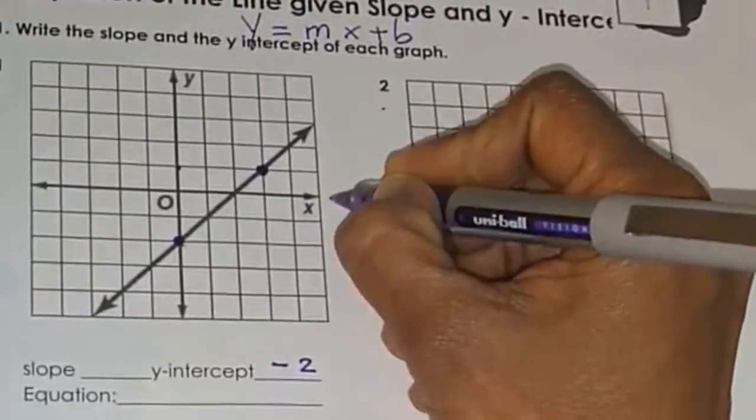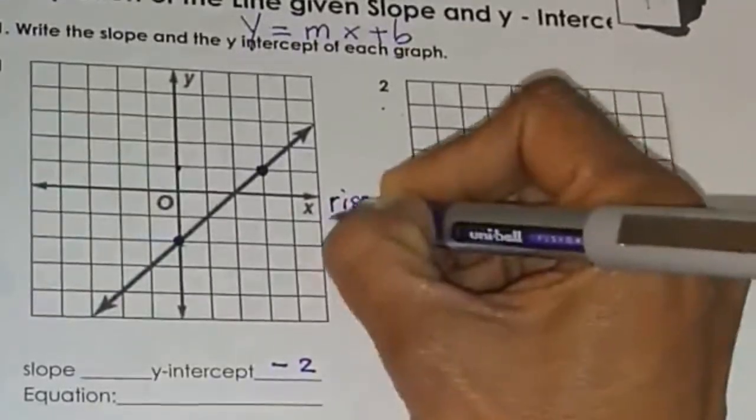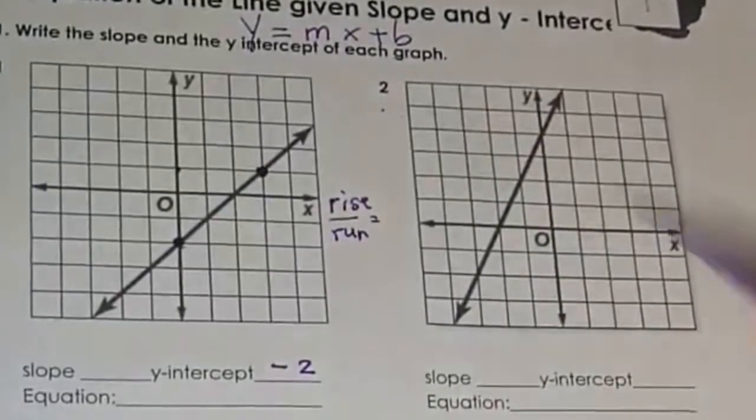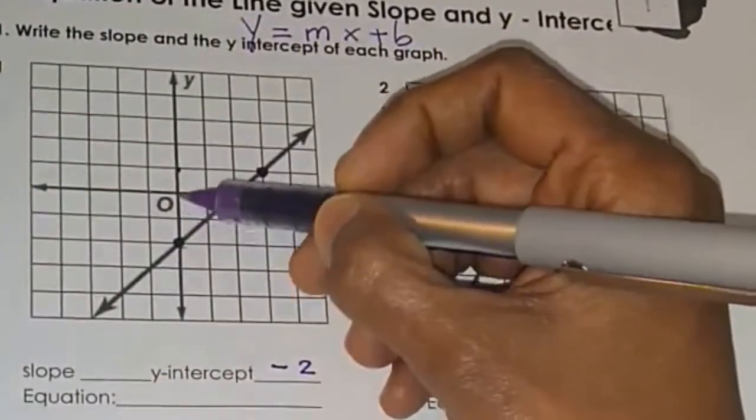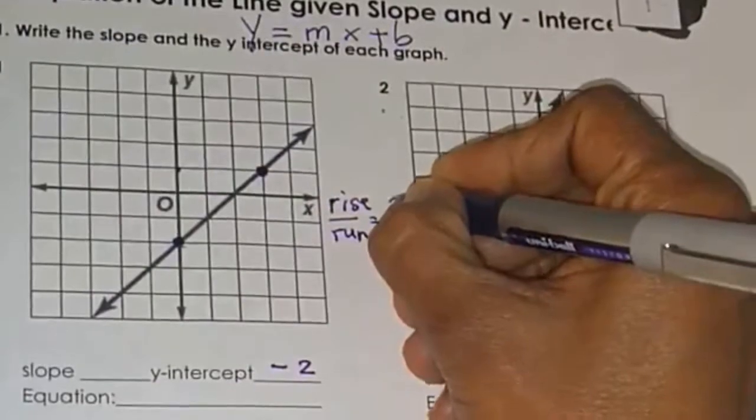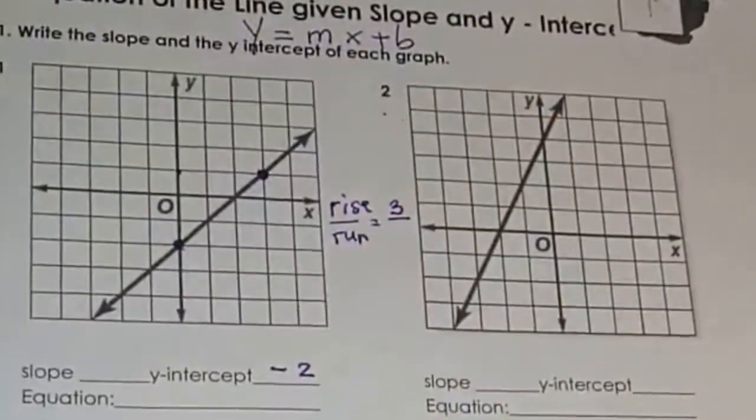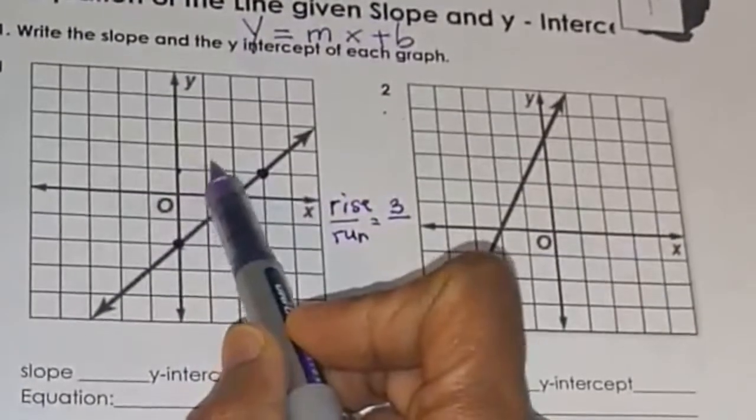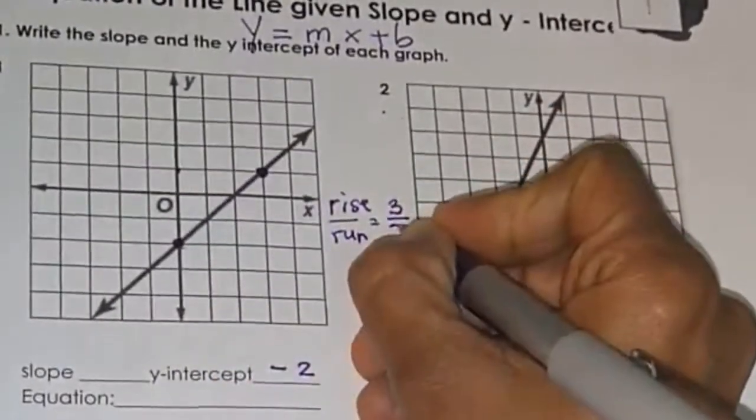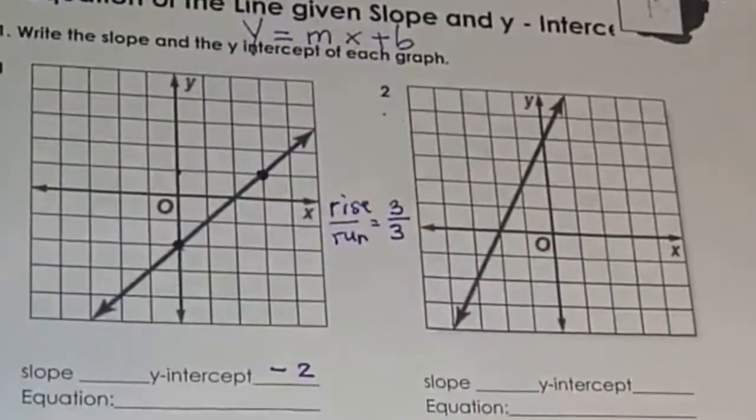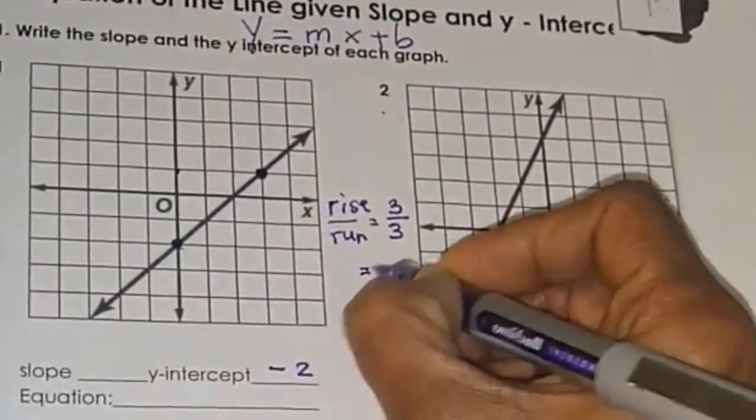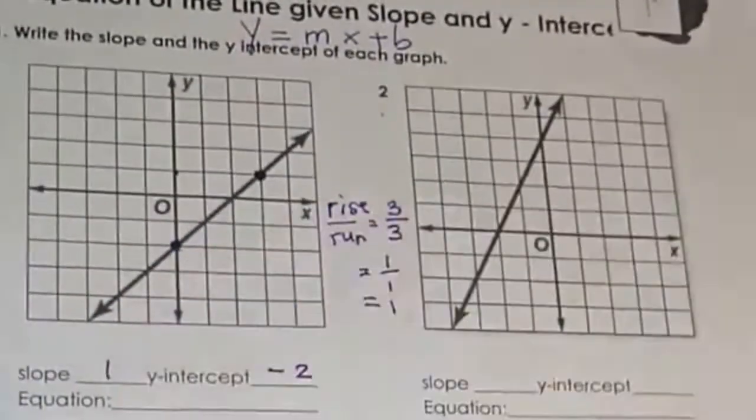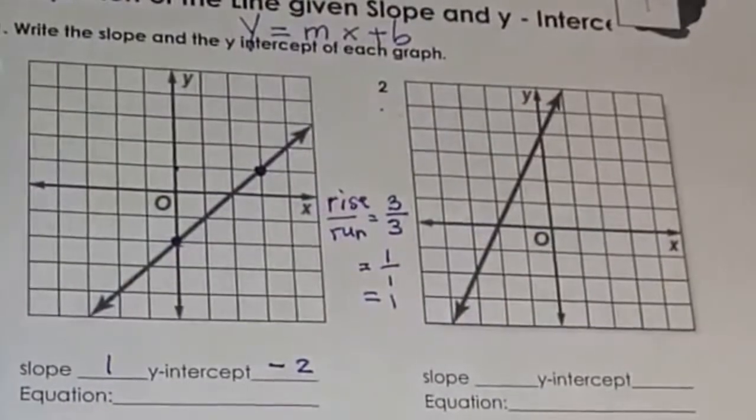So my rise over run is what I have to do for this function. Rise is going to be, how many units did I have to move up? 1, 2, 3. So my rise is going to be 3. And my run, once I get to this point, how many units do I have to move across? 1, 2, 3. So that's 3 as well. So it happens to be the same number. So rise over run is going to be 3 over 3, which is 1. So my slope is 1. And the y-intercept is -2.